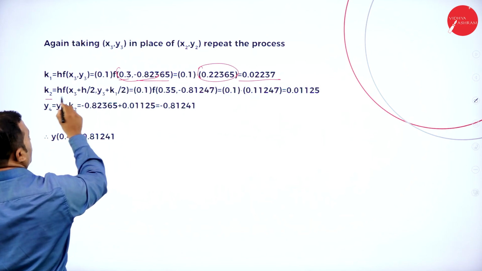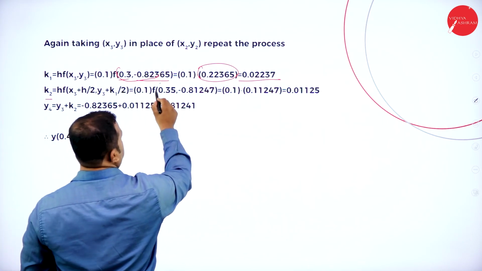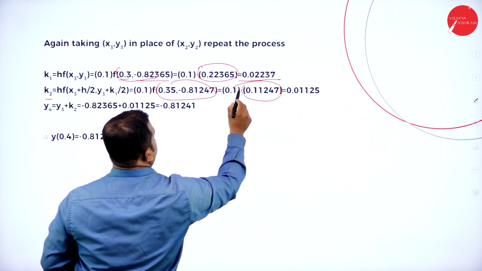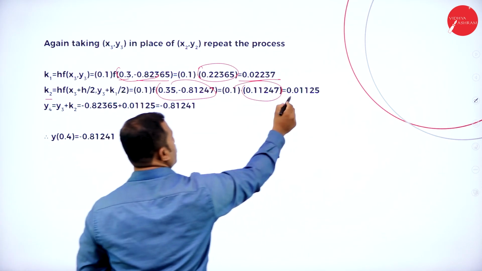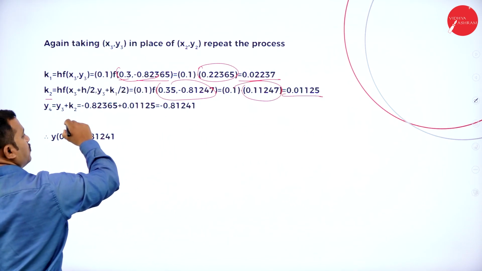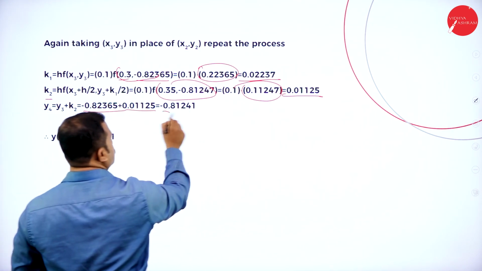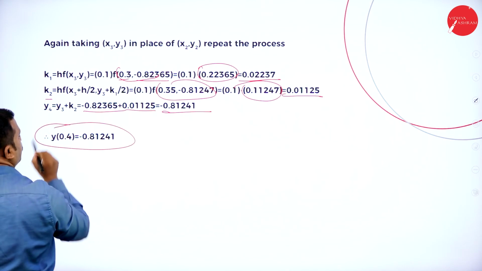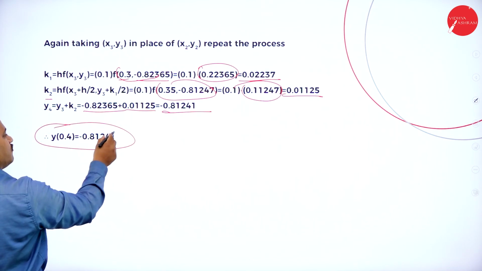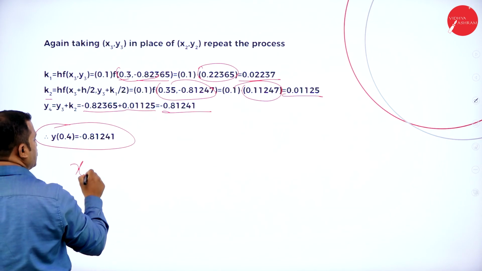Then K2 we have obtained. F of this term leads to this value. Then we have multiplied it by 0.1 to get this value. We have got the K2. Then Y4 is equal to Y3 plus K2. That leads to this value. This is my Y4 value. That is minus 0.81241. Now, what is the value of X4?